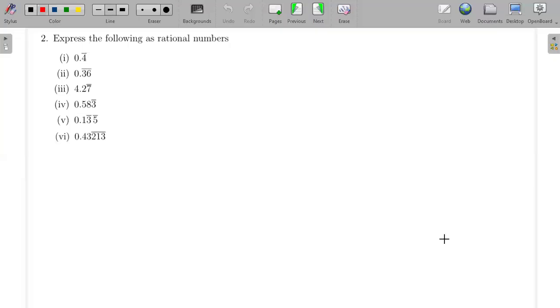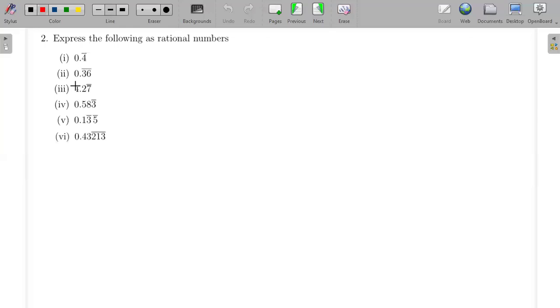Okay, so welcome back. In this video, we'll be looking at how to convert recurring decimals into fractions. You can see all these decimal numbers here have a bar on a certain number. That simply means that number continues to repeat infinitely, or, as we always say, until Jesus comes. All right, so the question says express the following as rational numbers.